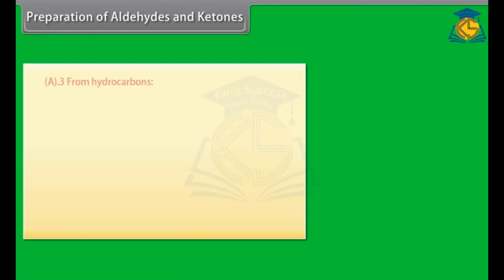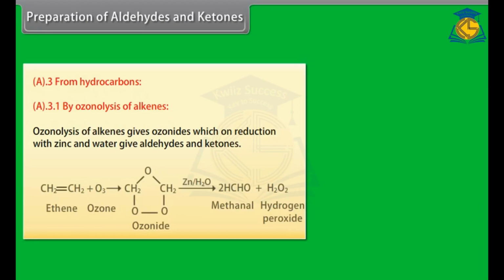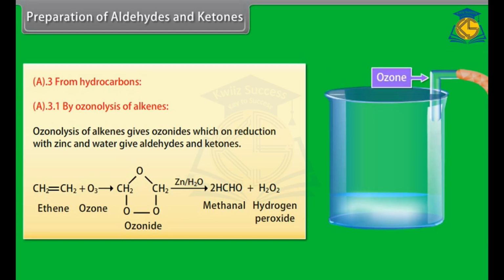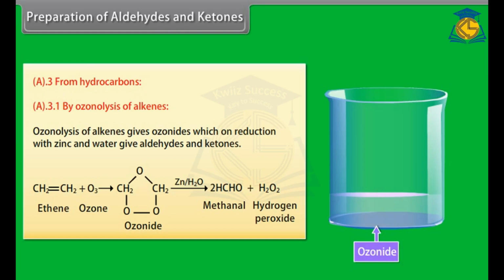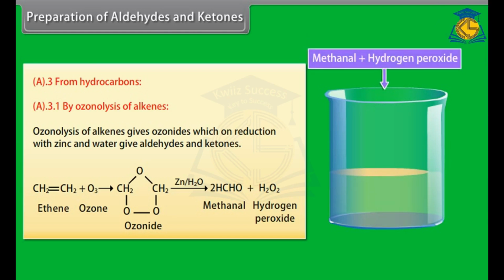Preparation of aldehydes and ketones. From hydrocarbons. By ozonolysis of alkenes. Ozonolysis of alkenes gives ozonides which on reduction with zinc and water give aldehydes and ketones. Ozone gas reacts with ethene and forms an intermediate, that is ozonide, in which some zinc is mixed along with water and forms methanal and hydrogen peroxide.